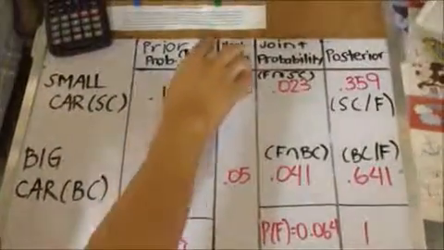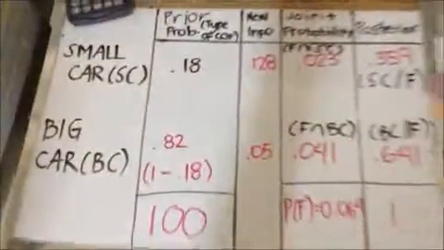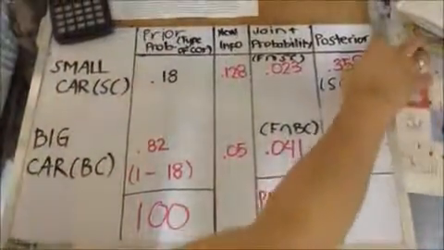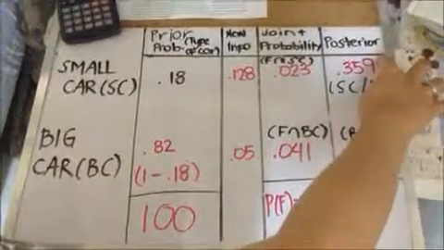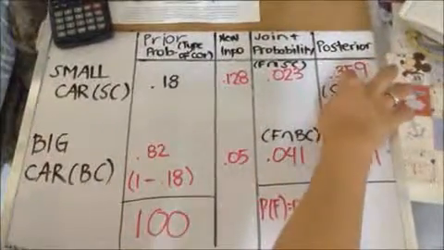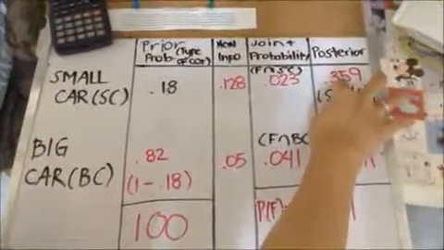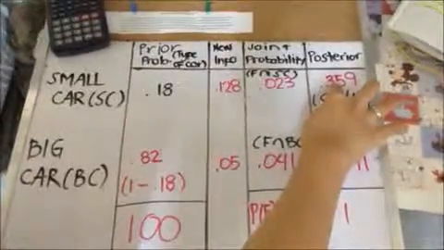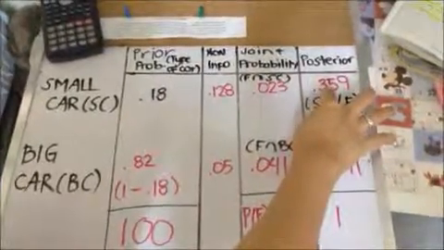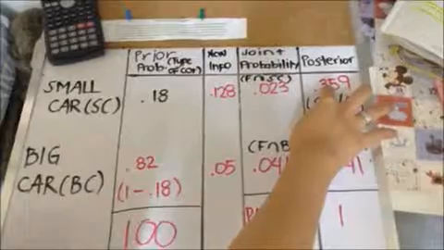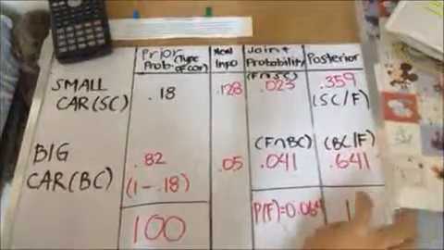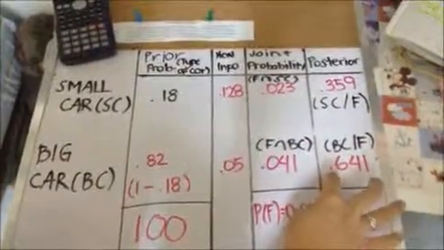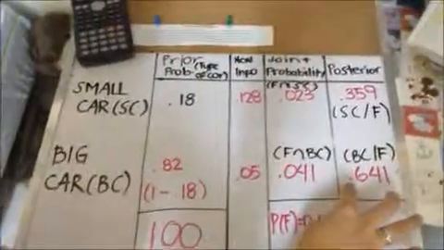The question is, what is the probability a small car was involved? We could look for the answer by looking at the value of the posterior probability of a small car, which is 0.359. 0.359 is the probability a small car is involved in the fatal accident, while 0.641 is the probability a big car is involved in the fatal accident.